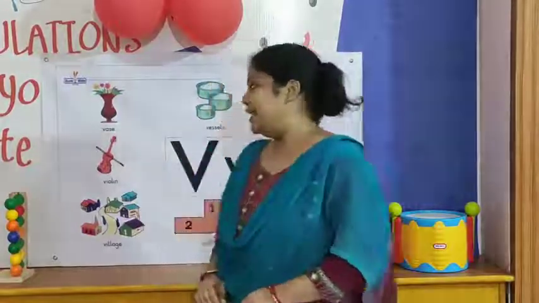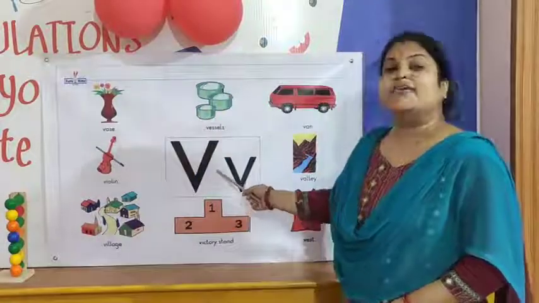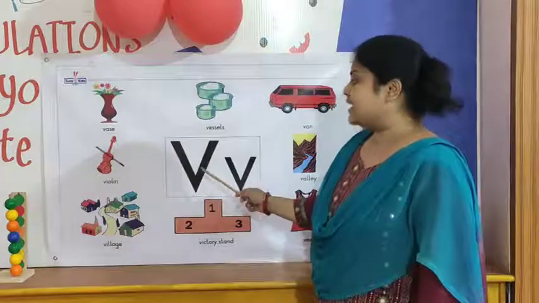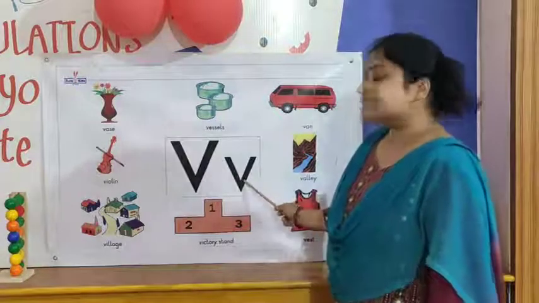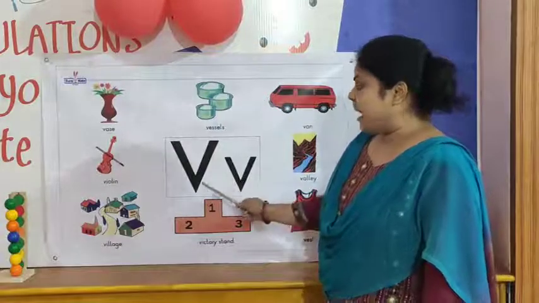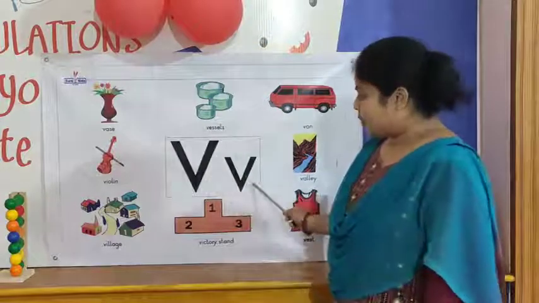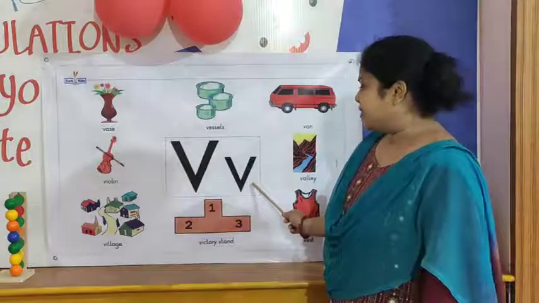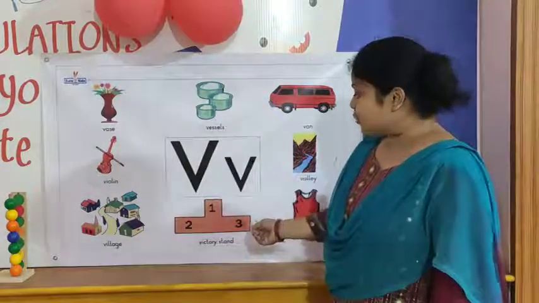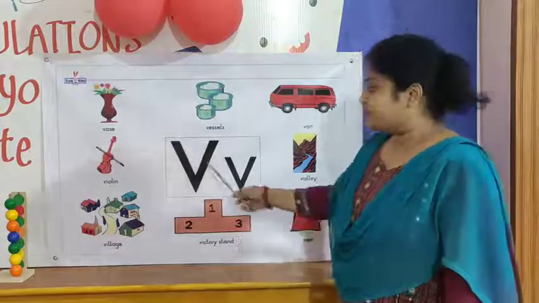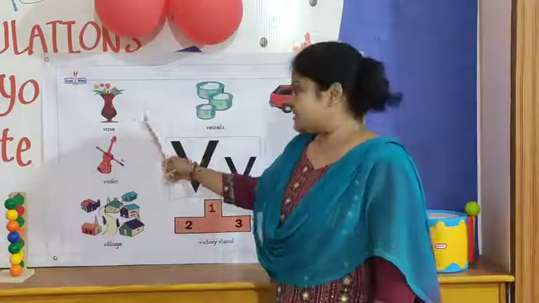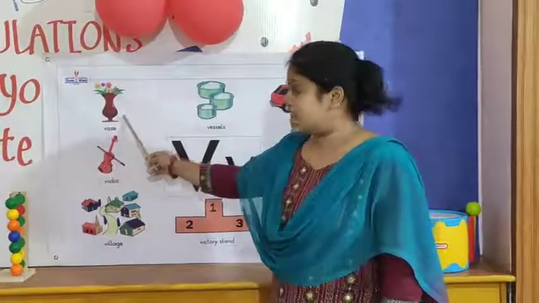So children, our next activity is we are going to learn letter V. This is uppercase letter V and this is lowercase letter V. And children, look, there are so many words that start with letter V. V for vase.